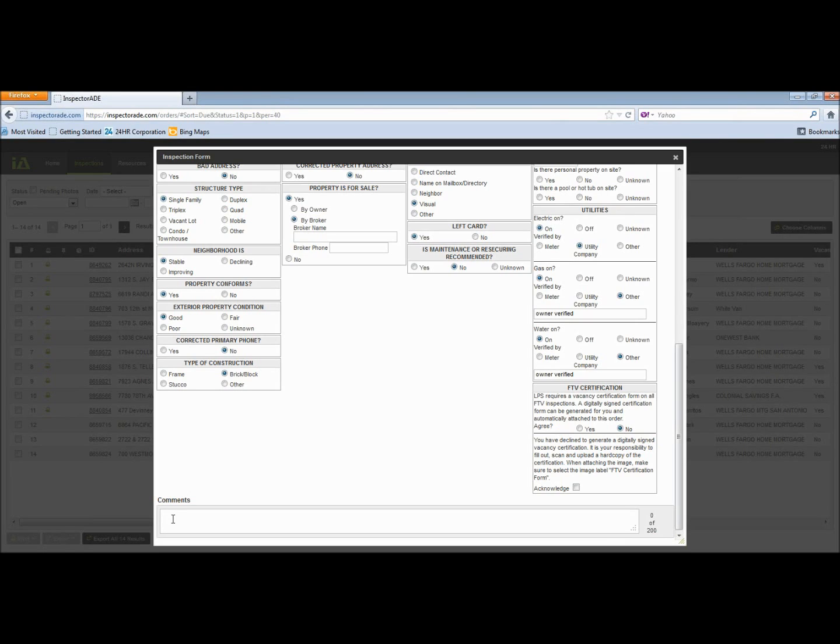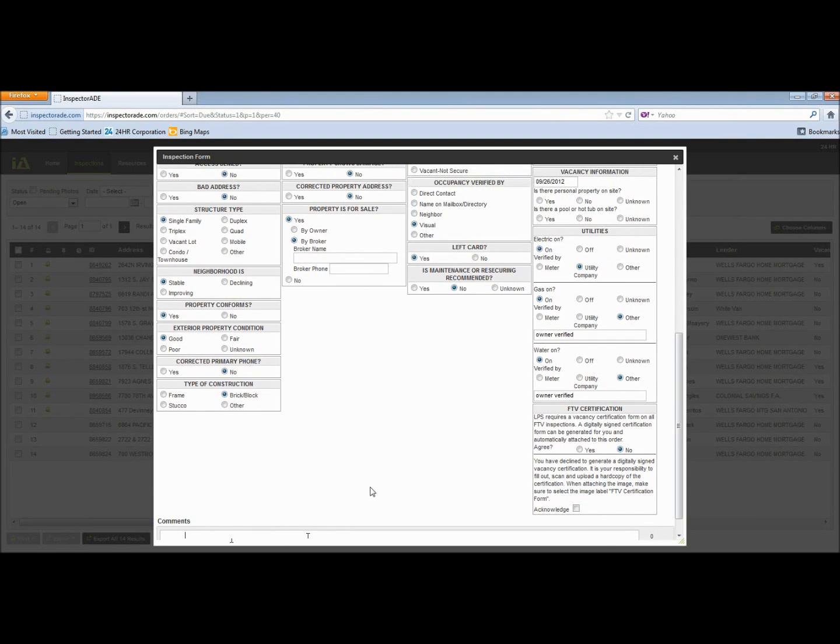There's lots of personal property. If it's inside the house and you can see it through the windows, put that in the comments. If there's a lot of personal property outside of the house, take a photo of it because you're just giving us more occupancy verification. If there's a bunch of kids' toys or a bike, go ahead and take a photo of it. But we always need a comment down here, so just give us one short sentence on what happened at the house or what you saw at the house.